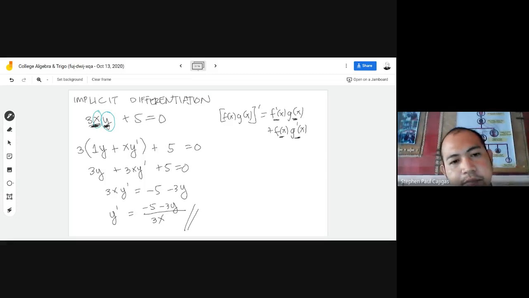So again, what happened here: since we have x and y together, we will be treating these as two different functions. Because they are two different functions, we will be applying the product rule, wherein we get the derivative of x, that's 1, and then copy y, plus copy x, get the derivative of y.